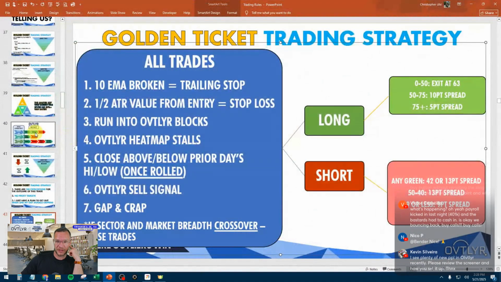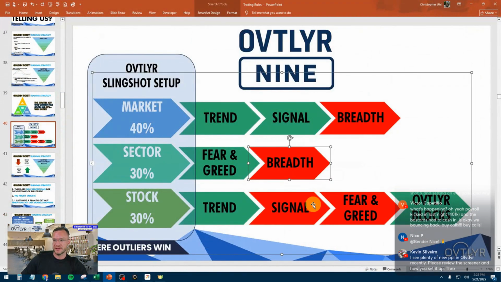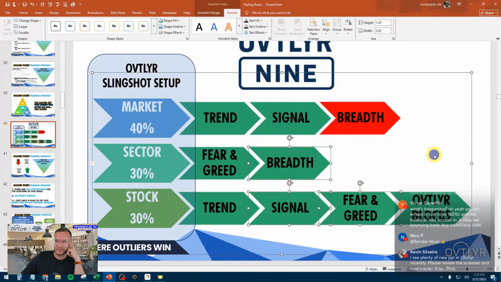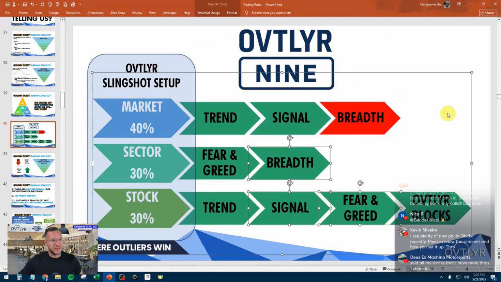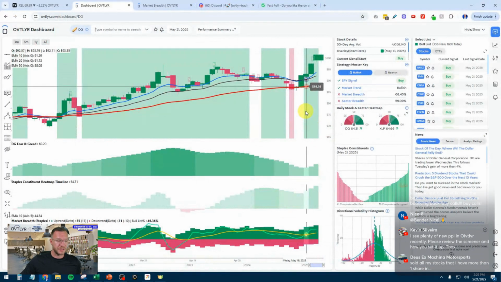Right. So if we go back to our Outlier 9 evaluation here, these are actually all green. The only issue here is the market breadth. The market breadth is not conducive today. The market breadth is actually saying, you know, I don't think anything else is going to happen.